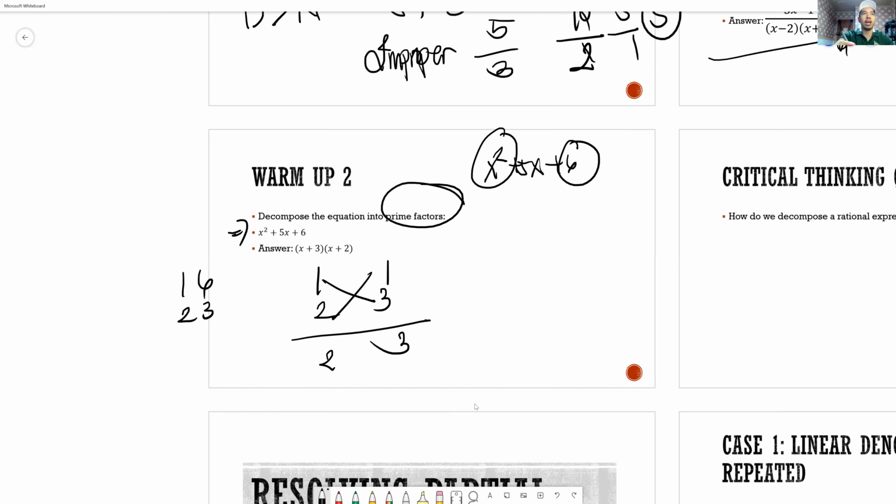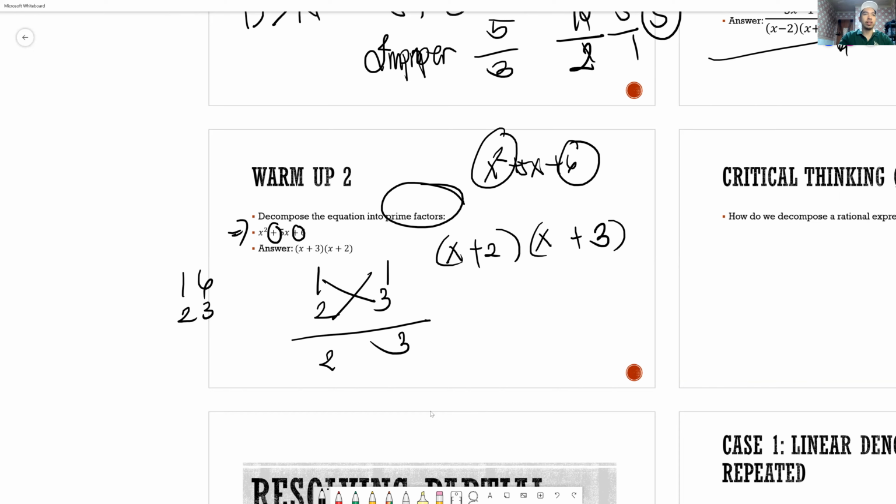Yes, if you add both. And then by sign convention, we have here positive and positive, which means the signs in the parentheses would both be positive. So that would be x plus 2, x plus 3. And those are the factors.